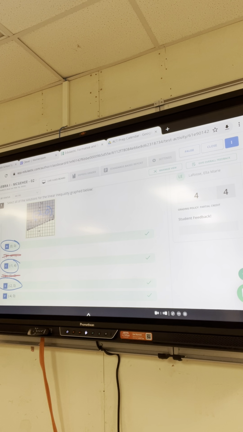So far we got A, C, and E. Last one, negative 4 comma 0. It's right here. Solution or not a solution? Negative 4 comma 0 is a solution. That's right. So A, C, E, F. Easy points.